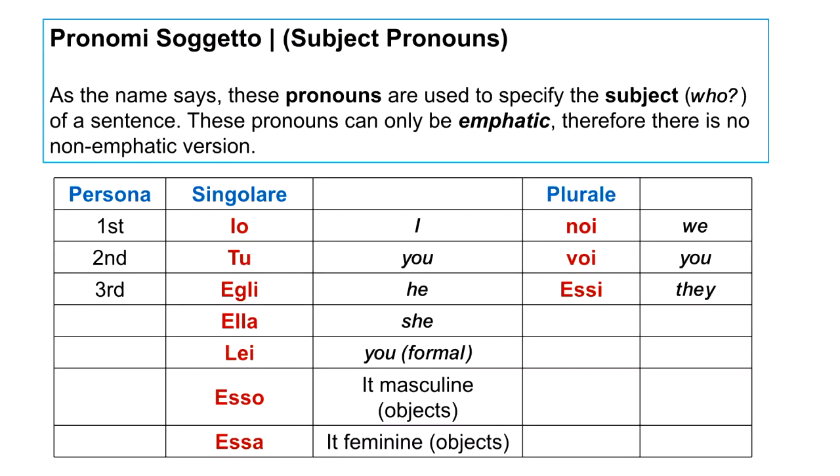Okay, so let's start with pronomi soggetto. The pronomi soggetto, or subject pronouns, are the most typical Italian pronouns that you know, and these are the equivalent of the English pronouns I, you, he, she, you, it, they, we, they, etc.